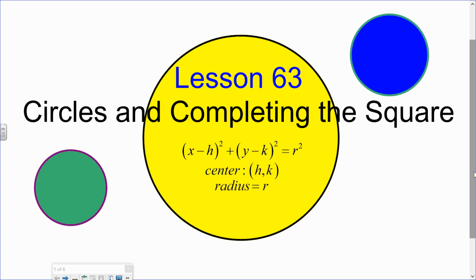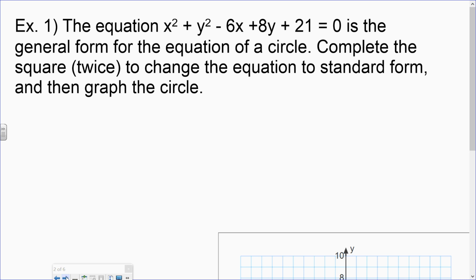Today what we're going to do is we are going to take circles, but the equations are not going to look like this. They're going to be in general form. So we have to complete the square twice so that we can get one parenthesis squared plus another parenthesis squared so that it will look like this and we know how to graph it. So first example, can you look at that equation and just immediately tell me the center and the radius and start drawing the graph? I sure can't. I have to do some work before I get there. So that's what we are going to do now.